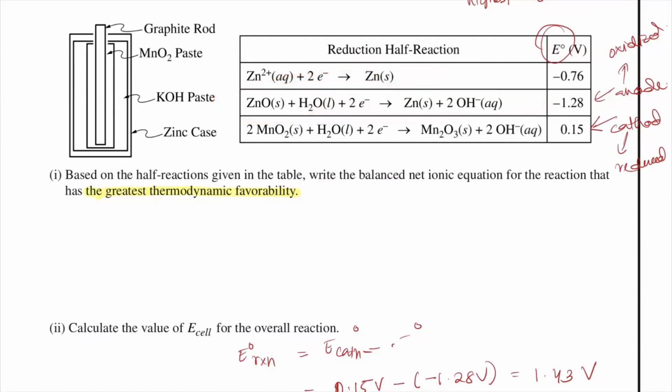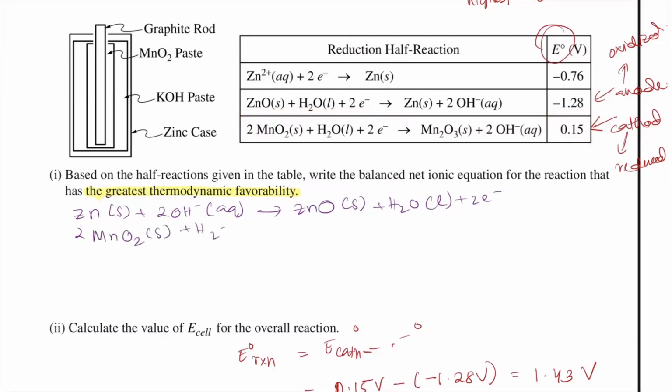So that means it's going to be Zn plus 2 OH⁻ (aq) becoming ZnO plus H2O (liquid) plus 2 e⁻, 2 electrons. And the other one is just going to stay as it is, which means H2O (liquid) plus 2 e⁻ becoming Mn2O3 (solid) plus 2 hydroxide (aqueous).